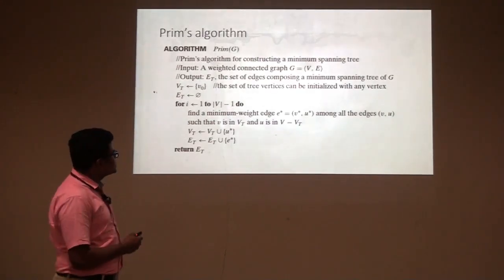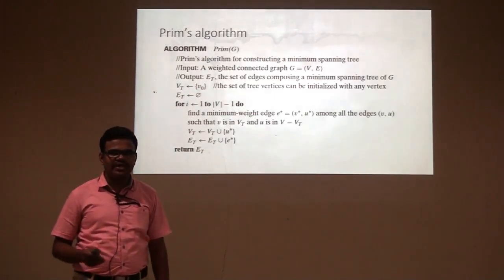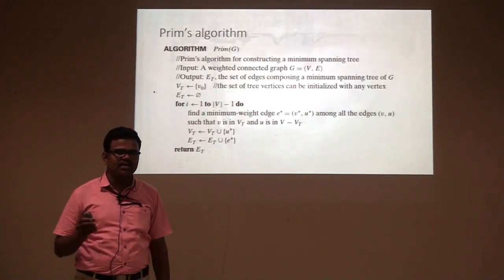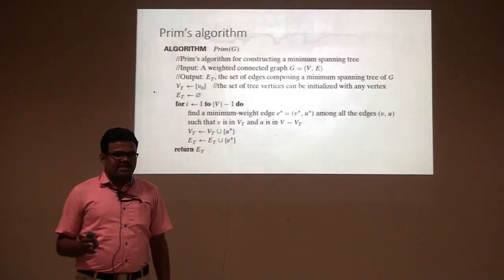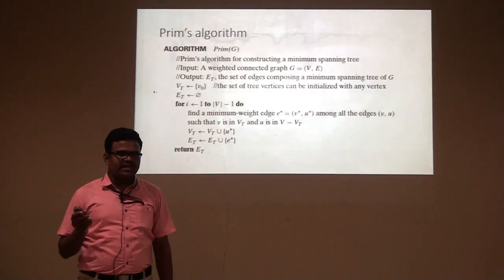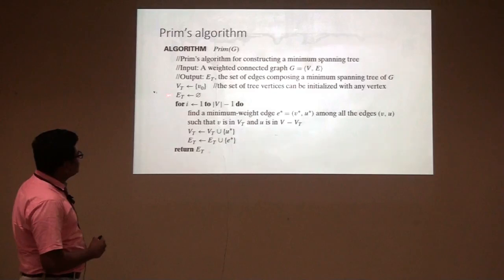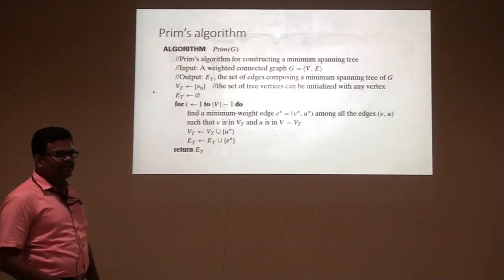The collection of vertices is initialized with V naught. For the first step we do not select all the vertices; we have only the starting node alone. With that node we will visit all the vertices and edges. The edge set is also initially kept empty.